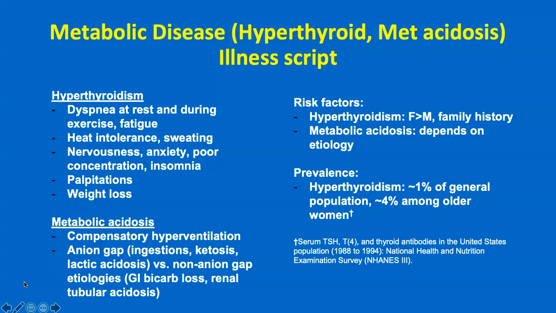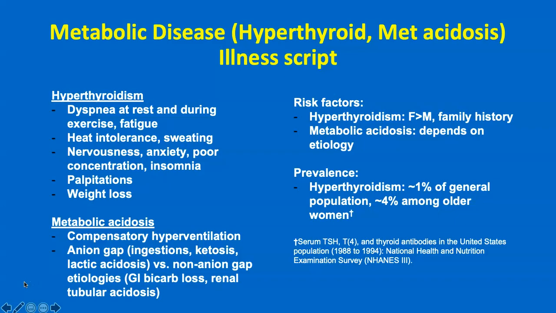Patients with dyspnea might be due to an underlying metabolic disease. One of the more common ones is hyperthyroidism, where you'll see dyspnea at rest, and during exercise, you'll see fatigue. During your endocrine unit, you probably talked and learned a lot about the different manifestations of hyperthyroidism, including heat intolerance, sweating, nervousness, anxiety, impaired concentration, insomnia, palpitations, and weight loss, among many others.